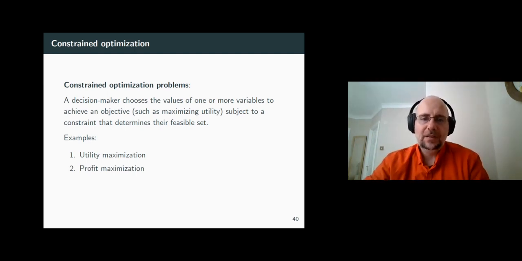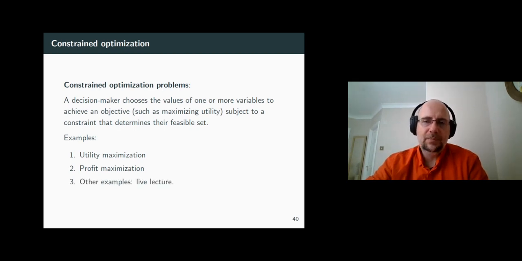Note also that this method applies not only to consumers who are willing to maximize utility and to firms that are trying to maximize profits. There are a number of other examples we can find in which constraint optimization determines what's best for certain economic agents. So we'll discuss some of them during the live lecture.